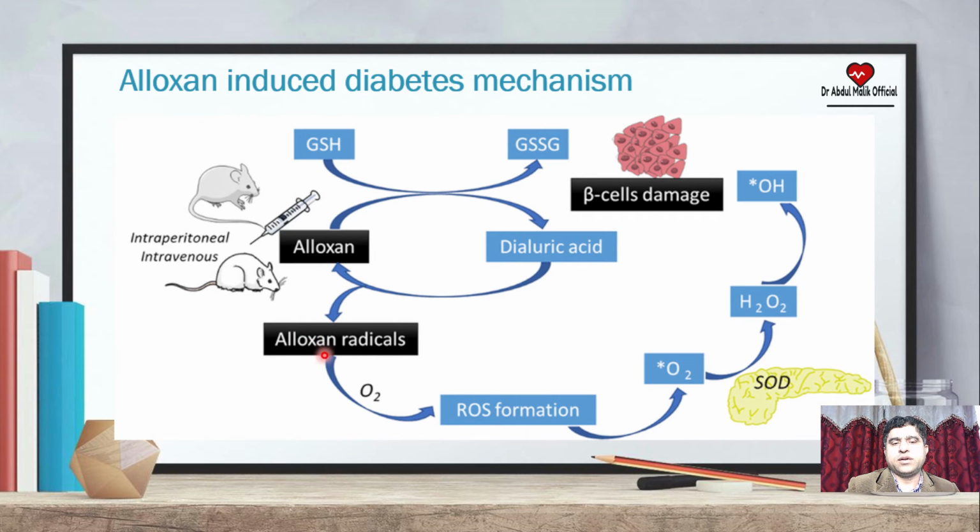diol-uric acid, and Alloxan radicals further converted into reactive oxygen species, and with the help of SOD, superoxide dismutase, hydrogen peroxide is formed, and it converted into hydroxyl radical, which is very highly reactive oxygen species, and it causes beta cell damage to the pancreas and induces the diabetes in animal model, depend on the different doses.